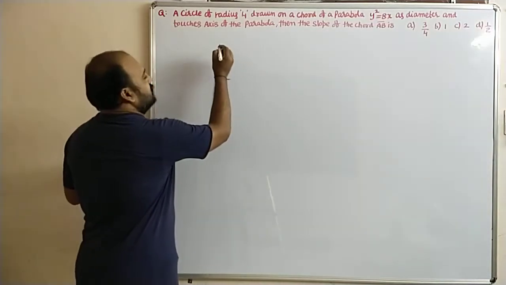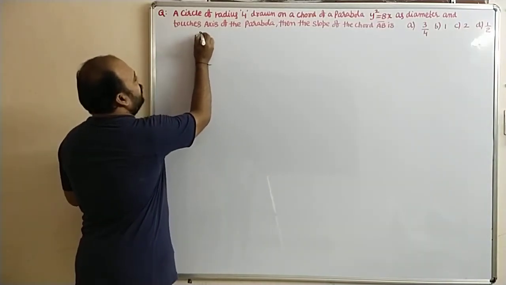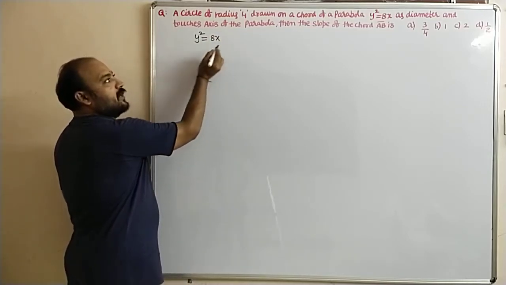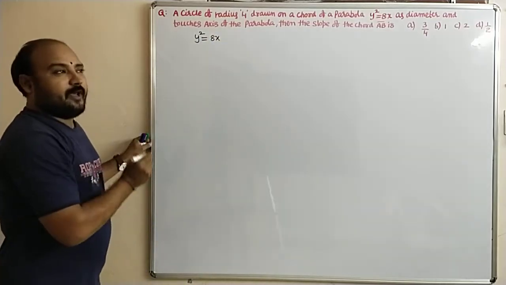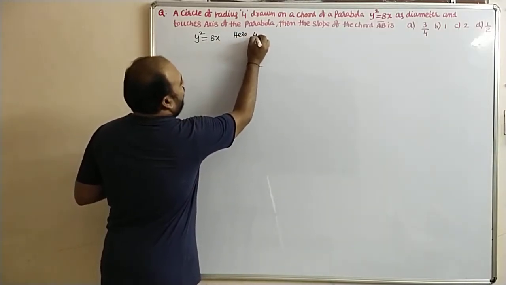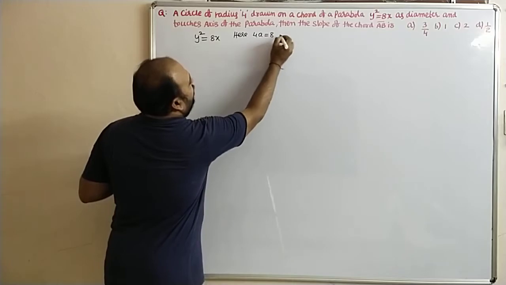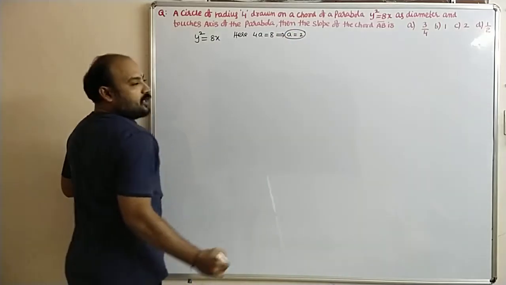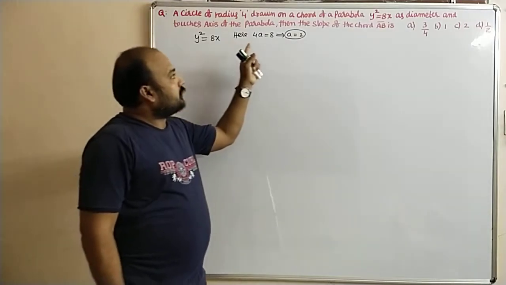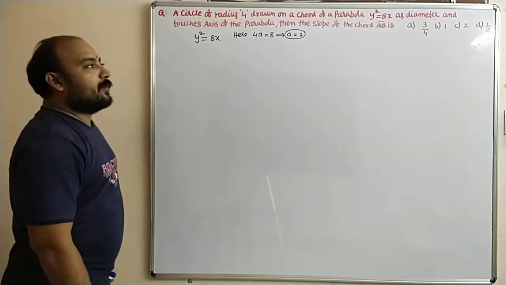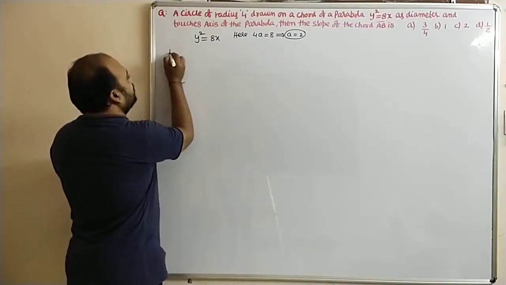So here, the given equation of the parabola is y square equal to 8x. Comparing with the standard equation of parabola y square equal to 4ax, 4a equal to 8, a equal to 2. After that, a chord of the parabola. Chord means you have to consider 2 points.